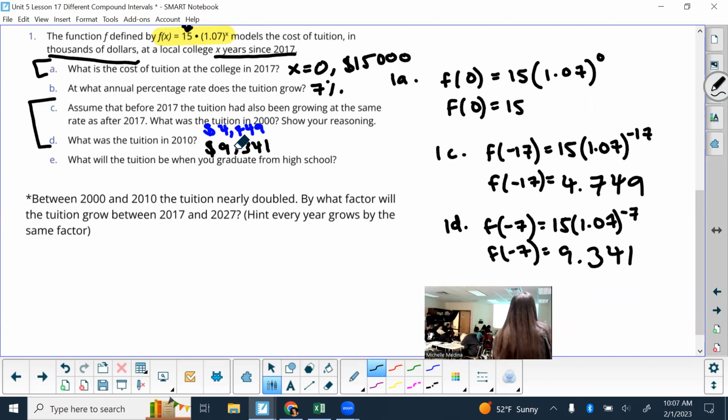So good. Do we know what happens or how to change the X? Good. Usually they define what X is, whether it's monthly, yearly. Sometimes they tell you a specific year, so you should be able to go forward and backwards from there. All right, good.